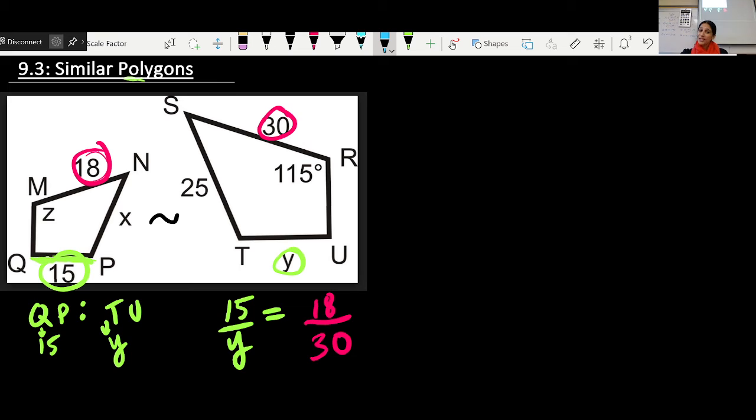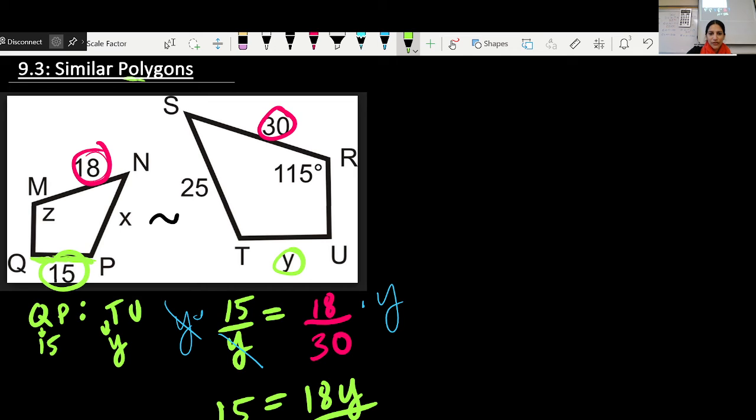Algebra is all about opposites. So what's the opposite of dividing by y? Yeah, we're going to multiply by y and multiply by y here, which allows us to cancel it, right? So we end up with 15 equals 18y over 30. Everybody good so far?